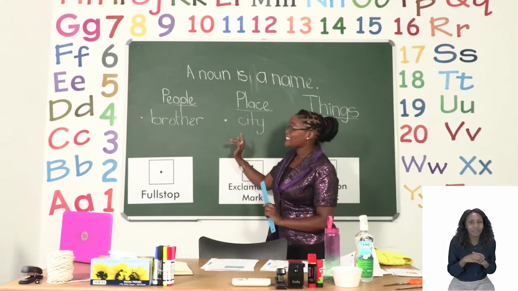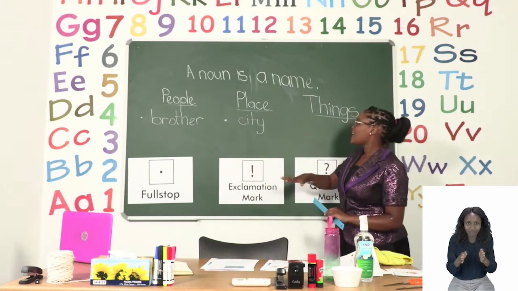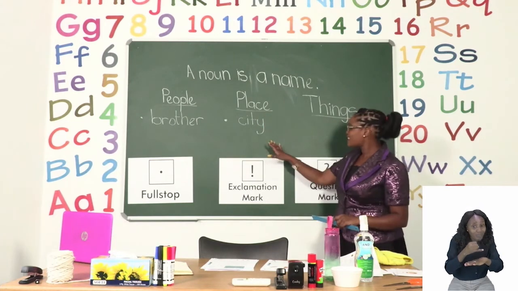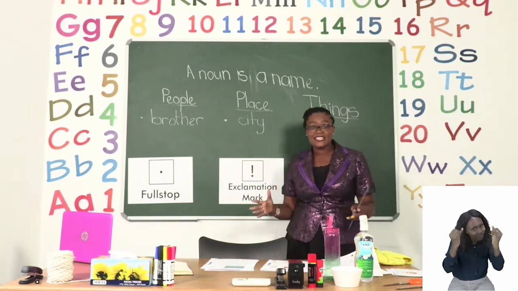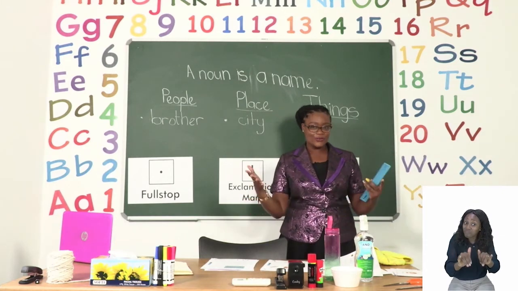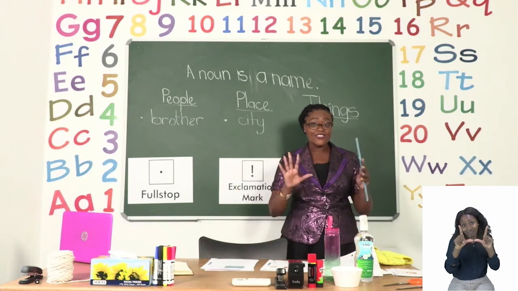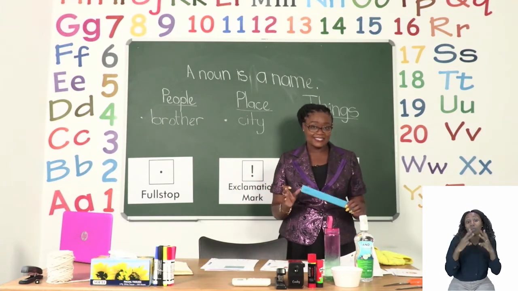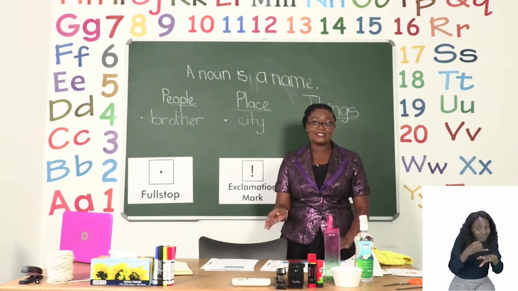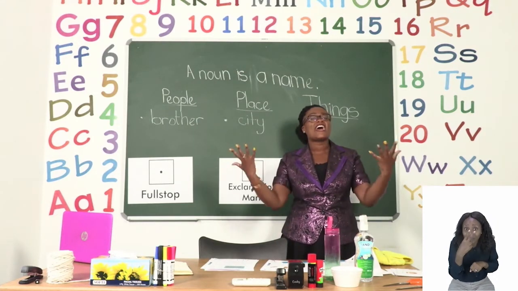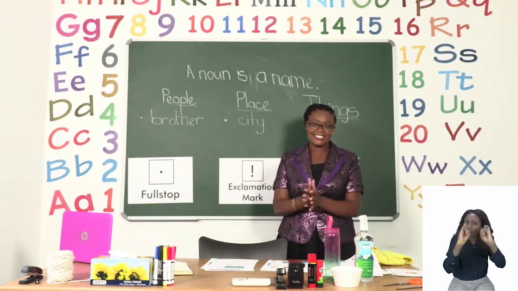Let's move on to the next naming word. It can be a place. For example, a city. Now, a city is where you actually live for most of you, the city of Windhoek. And there are other cities across the world that are also places. Remember, a noun is something that you can see or touch. You can actually see a city.